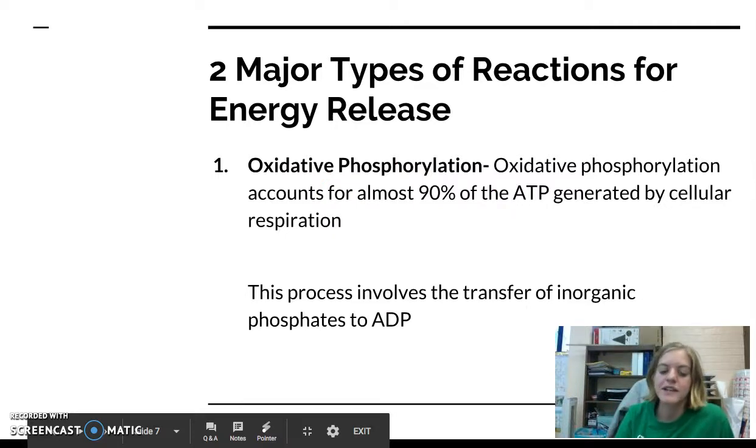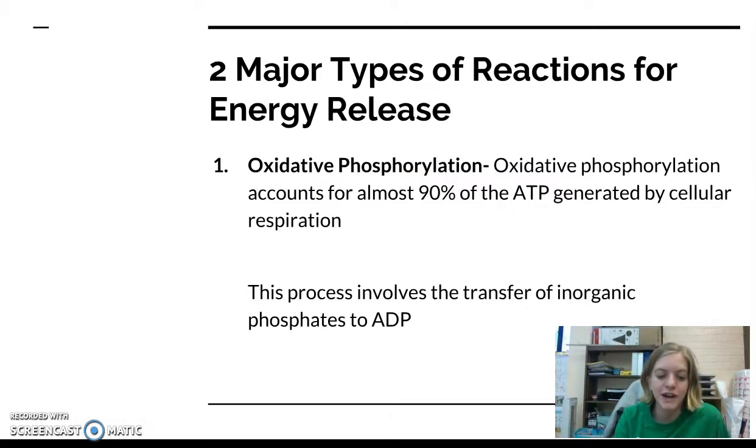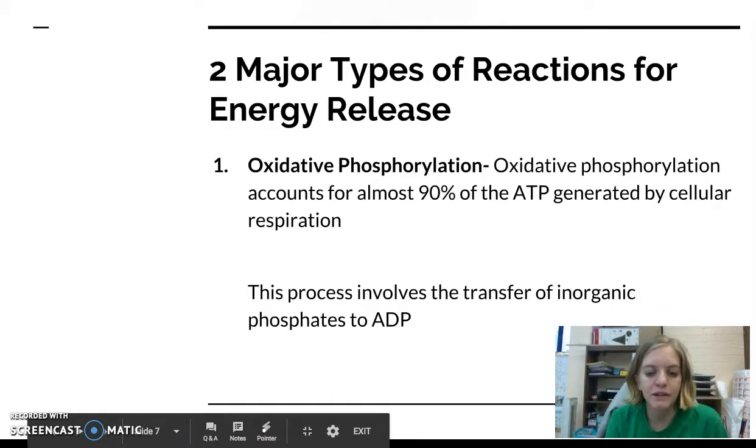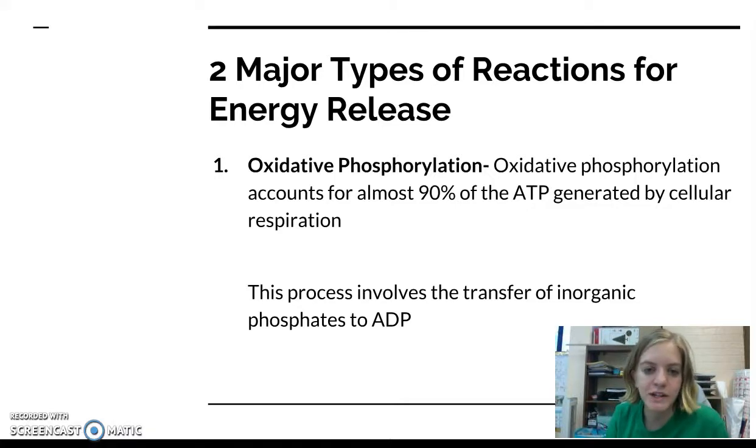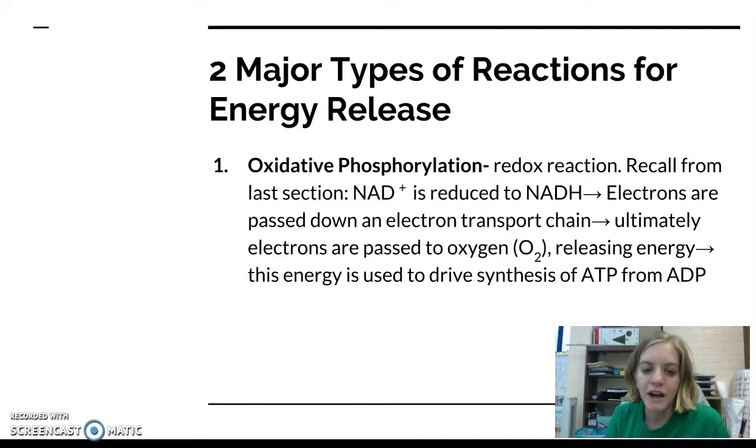This process is essentially the transfer of inorganic phosphate, the Pi, to ADP. Typically, this is how it happens. The NAD+ is reduced to NADH. The electrons get passed down the electron transport chain, and ultimately they're passed over to oxygen, which, if you remember, is highly electronegative, and this releases a lot of energy, which is used to put that inorganic phosphate onto the ADP, thereby creating ATP. Remember, that's an endergonic reaction.